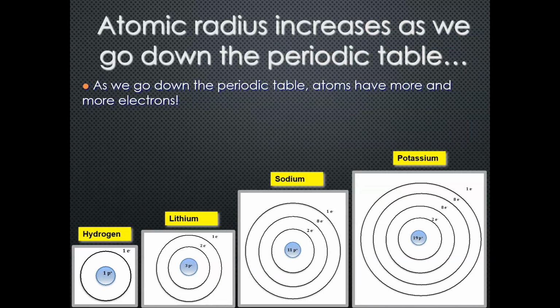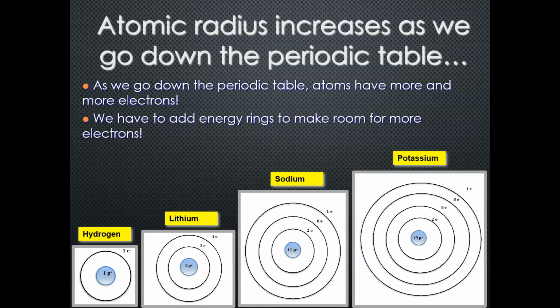However, as we go down the periodic table, the atoms have more and more electrons, so the radius is going to increase because we're adding more energy rings to make room for more electrons. The atoms are going to get bigger.